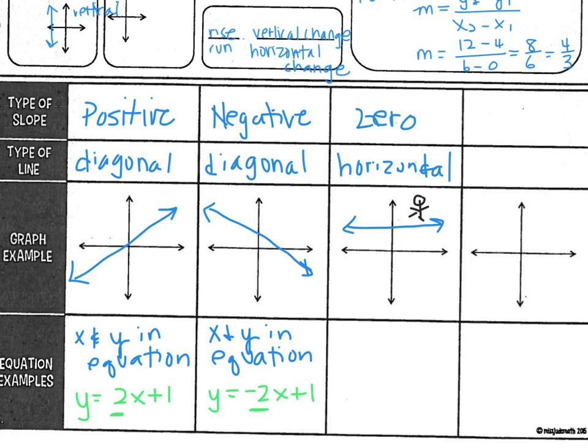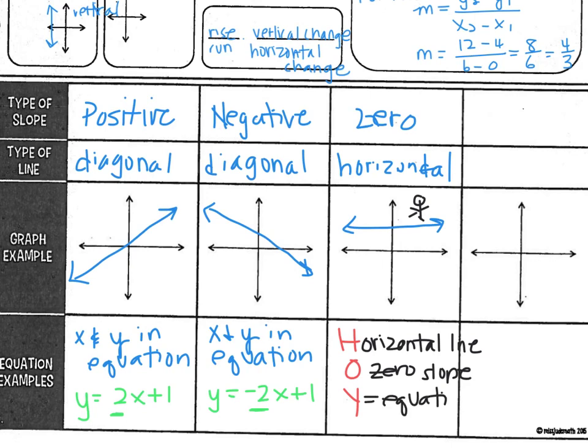To remember this, we have a little acronym called HOY, which you're going to see throughout this unit a bazillion times. The HOY stands for a horizontal line has a 0 slope, and it's going to be a y equals equation. We talked about this the other day when we were making that chart. If I have an equation that y is 2, it just goes through 2 on the y-axis, and it ends up being a horizontal line. That's a y equals equation.